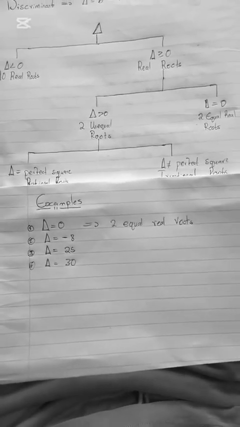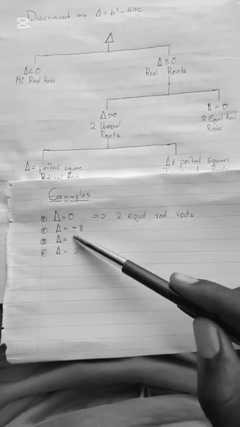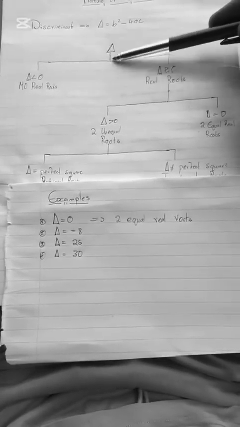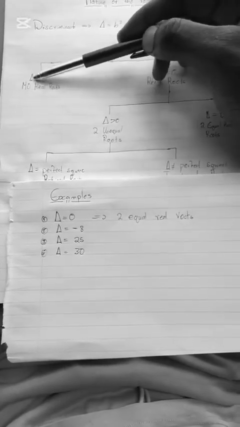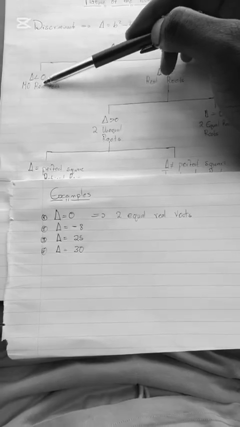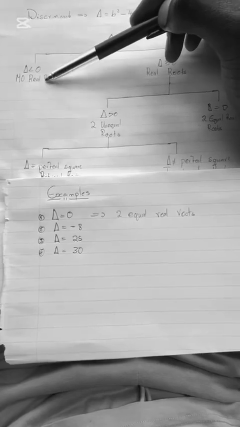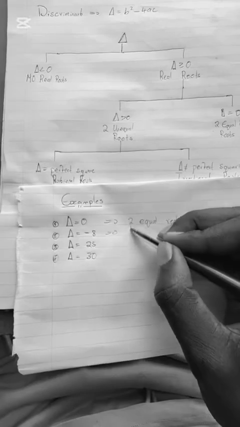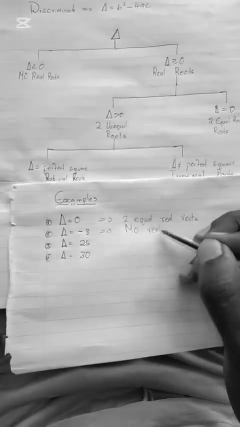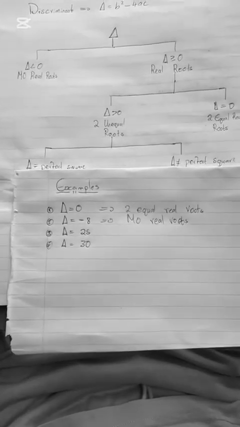Now let's quickly jump to example number 2, whereby our discriminant is equal to -8. Back to our diagram, from here we are going to take this root because our discriminant is a negative number. It is less than 0. So we can conclude that the nature of the roots for number 2 is no real roots, or we can say that we have non-real roots.